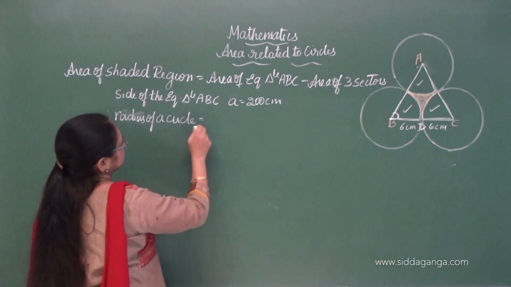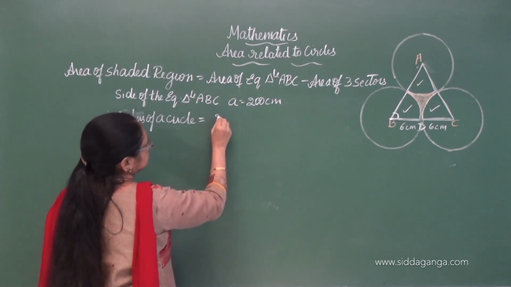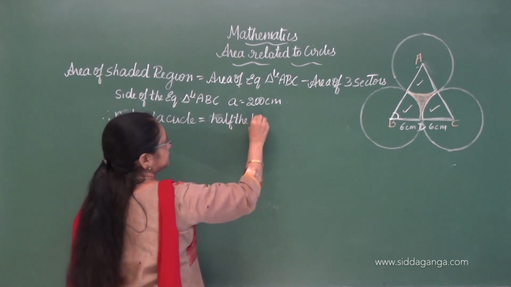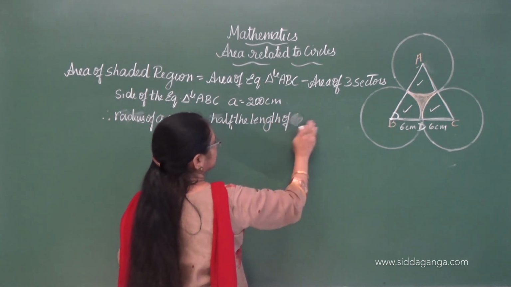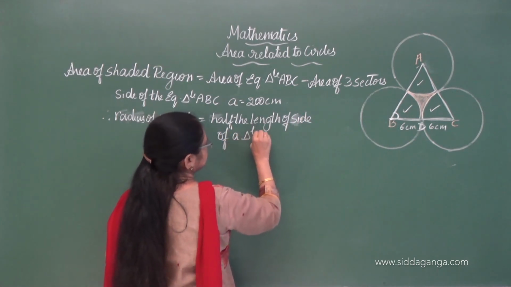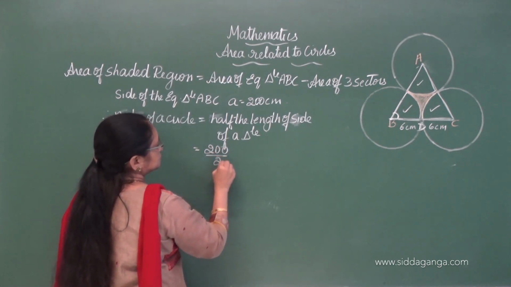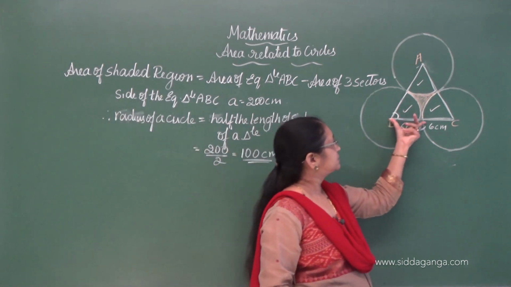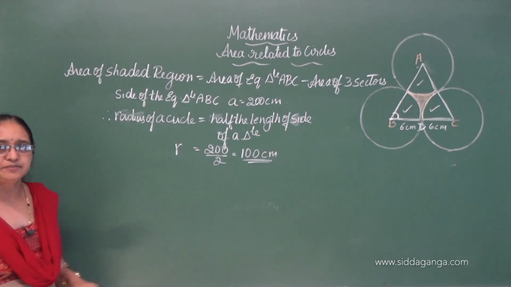So you write, therefore the radius of the circle is equal to half the length of the side of the triangle. So this will be equal to 200 by 2, that is 100 centimeter. So this radius is 100 centimeter. So R is equal to 100 centimeter.